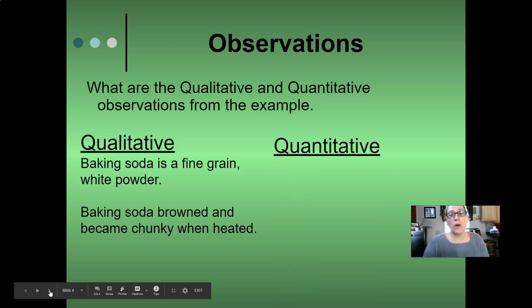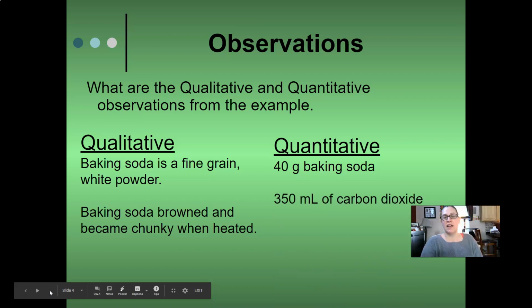And then there were quantitative observations in there too. There were numbers that represented some of the observations. So Mr. Taylor had initially started with 40 grams of baking soda, so that's quantitative, represents how much he had. And then when he was done, he had collected 350 milliliters of carbon dioxide. Again, that's quantitative. It's a number to describe what had happened during his lab experiment.